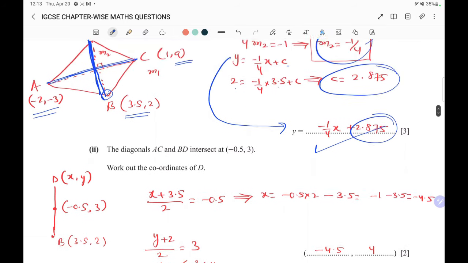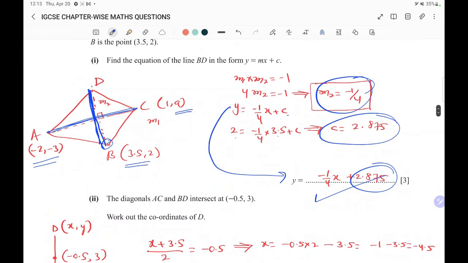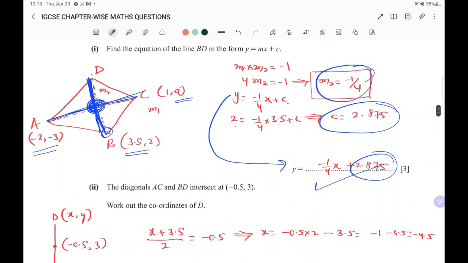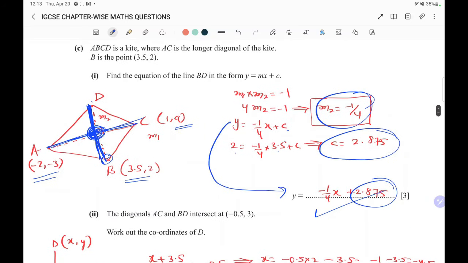Now diagonals AC and BD intersect. AC and BD intersect. Oh, they are asking about this point. Okay, right. At (-0.5, 3), find the coordinates of D.